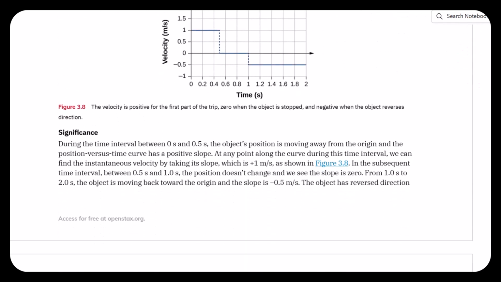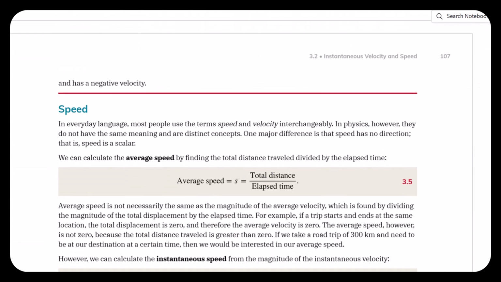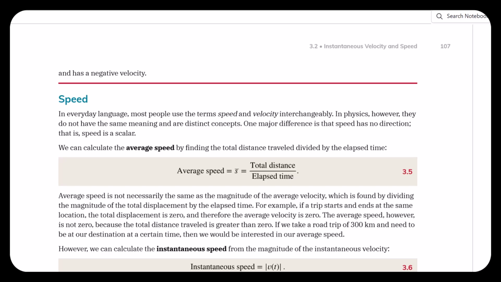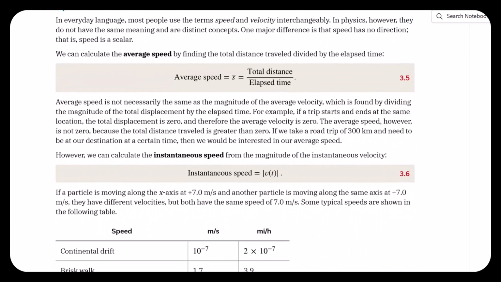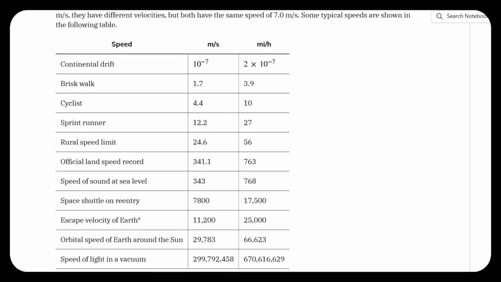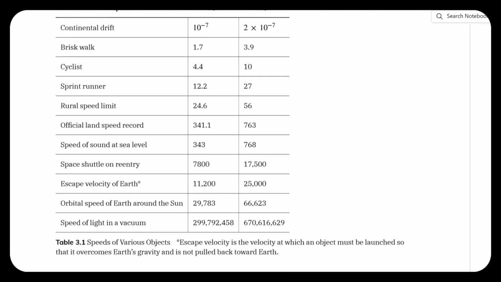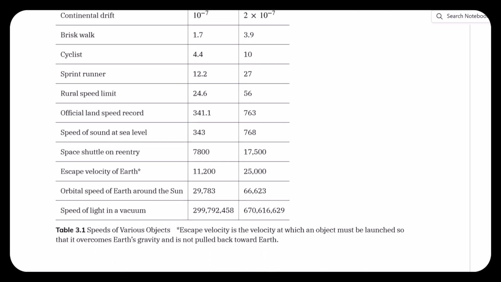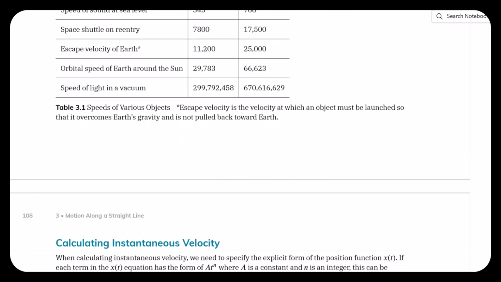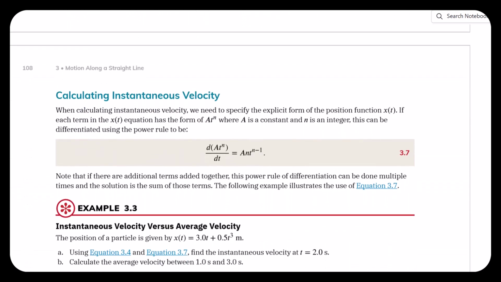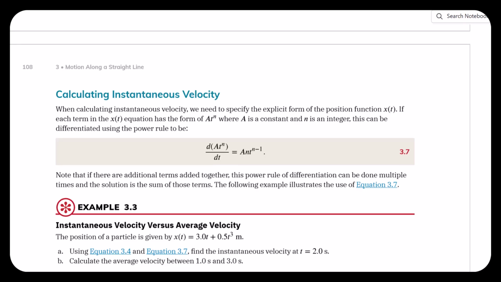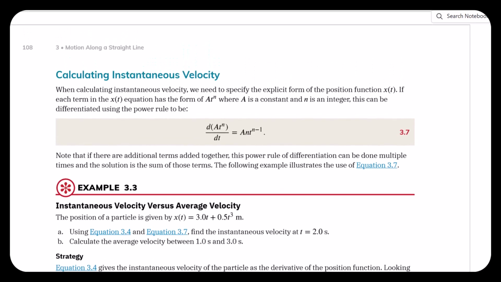Oh, look at that nice little graph. I already did that. So this is what we talked about already with speed, instantaneous speed. If I deeply cared about practical applications, I would care about those things. Okay, so calculating instantaneous velocity is just straight up the derivative of a position function.